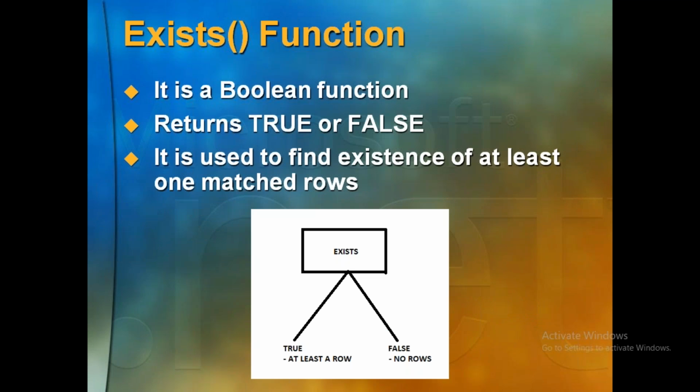What EXISTS is going to do is, it is a Boolean function. Boolean means true or false. It's going to return true or false. It is used to find the existence of at least one matching row. So if you get at least one matching row, it will become true. Otherwise, it will become false.